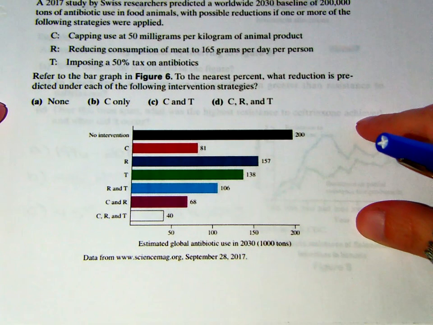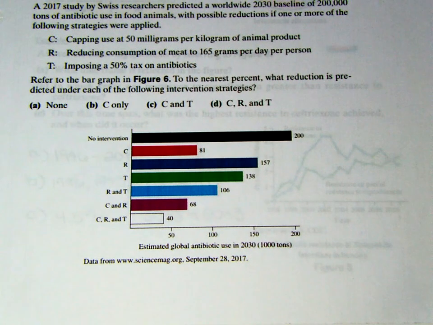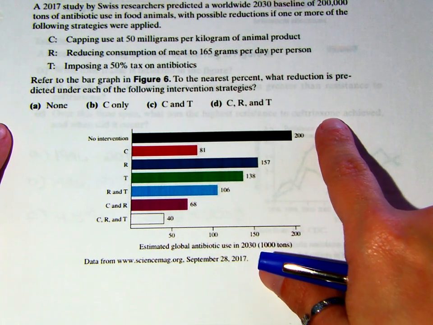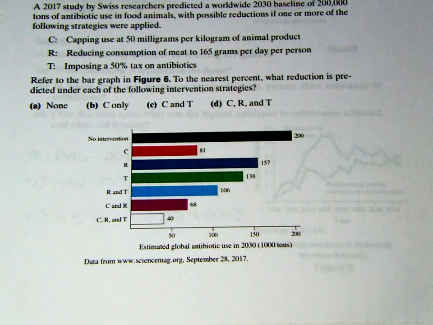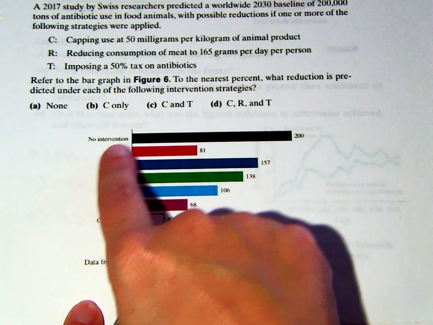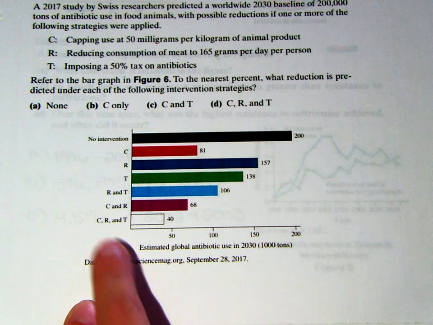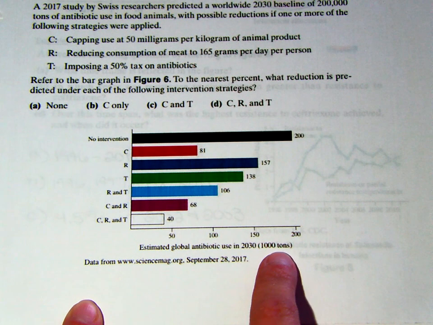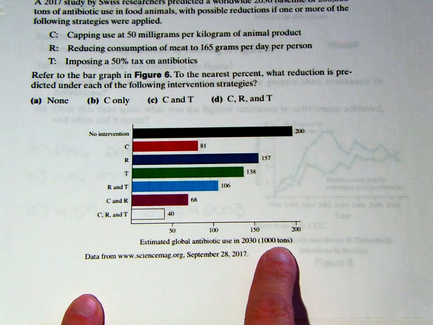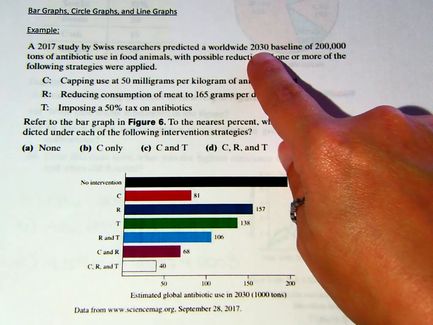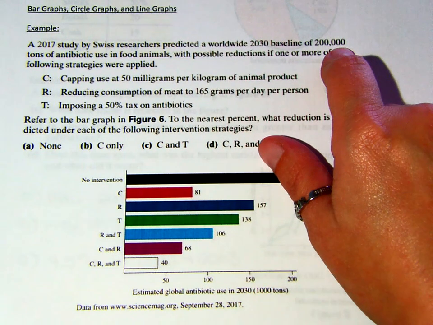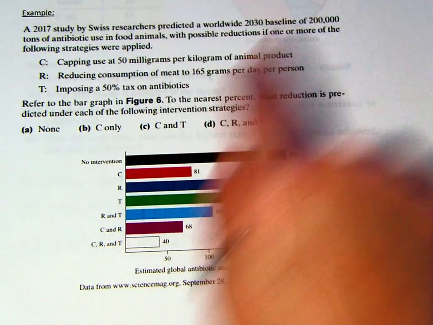We're going to figure out how much reduction is predicted under each of the following conditions. And so we see here we have the different types of interventions on the left-hand side and the estimated global antibiotic use in 2030 based on 1,000 tons along the bottom. And it said in the very first sentence that they predict by the year 2030 there's going to be 200,000 tons of antibiotics if we do nothing. So that's what this black one is. It says no intervention, and that has 200,000 tons of antibiotics.